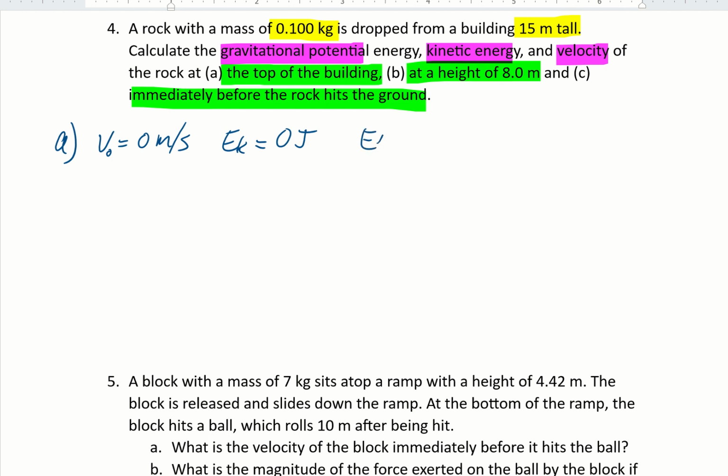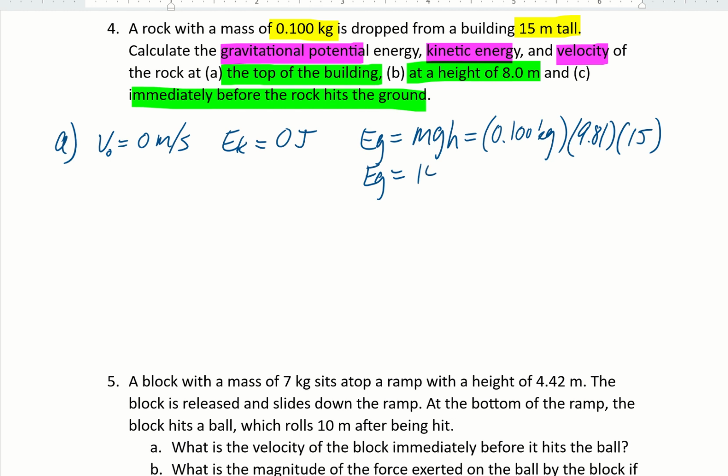The gravitational potential energy is mgh. So the mass of the rock is 0.1. G is 9.81, and the height is 8 meters. So my gravitational potential energy is 0.1 times 9.8 times 8. I'm sorry, the height of the building is not 8 meters, it's 15. I was looking at the wrong thing. So 15 meters. So 0.1 times 9.8 times 15 is 14.7 joules.